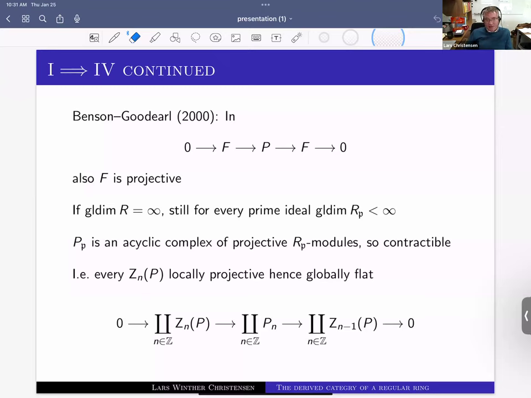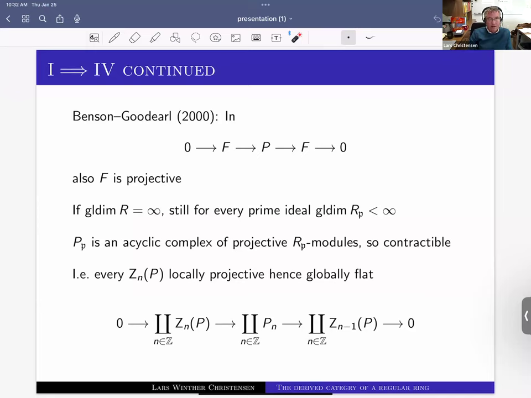And get similar conclusions in other cases, but the original one is the one we need. So it's flat, the same flat module on either side, and then a projective module in the middle. Now let's accept that the global dimension could be finite. Well, still at every prime ideal, I'm dealing with a local ring, because remember I'm proving that one implies four.